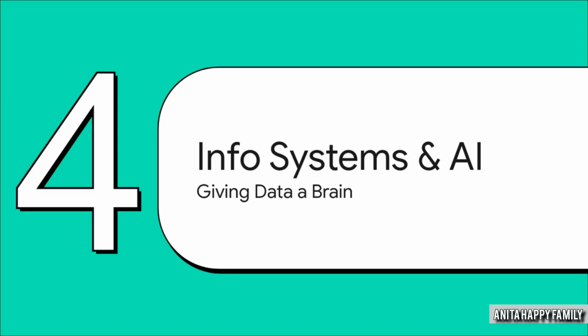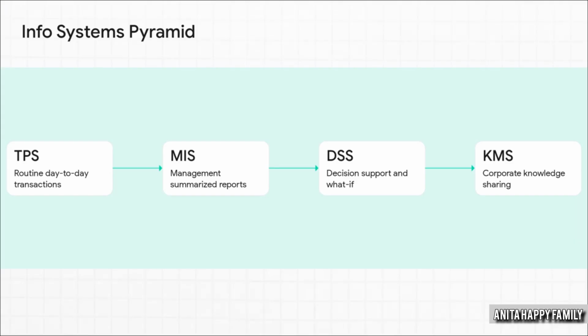Moving right along, let's hit Section 4, Information Systems and AI. You can think of an organization's information system building logically, kind of like a giant pyramid. At the very bottom, routine TPS transactions, like an ATM withdrawal, feed raw data up into the MIS to generate middle management reports. Above that is the DSS, analyzing complex what-if scenarios for major executive decisions. And sitting at the very peak is the KMS, transforming all that day-to-day operational data into high-level strategic corporate knowledge that gets shared across the entire enterprise.